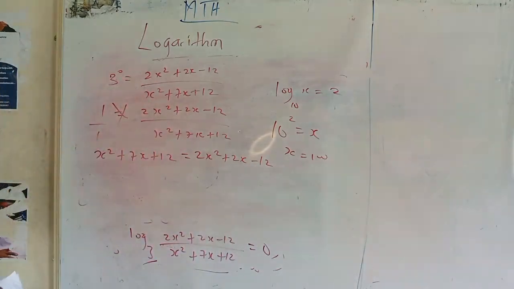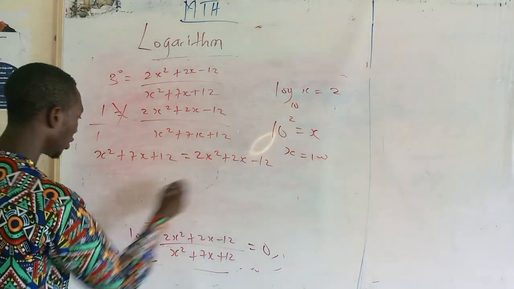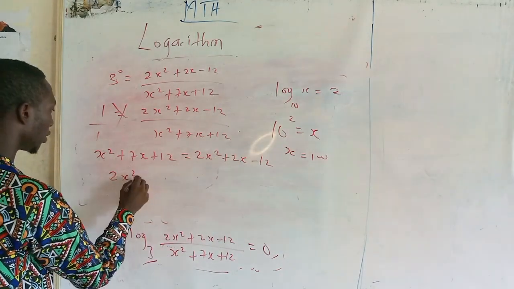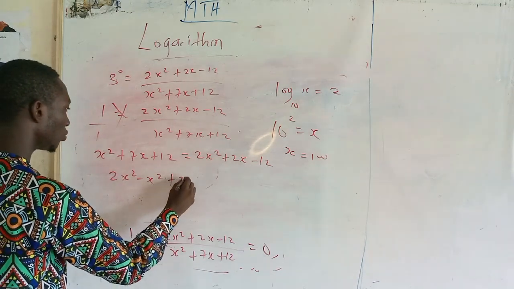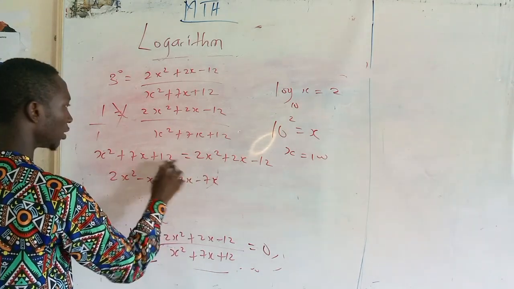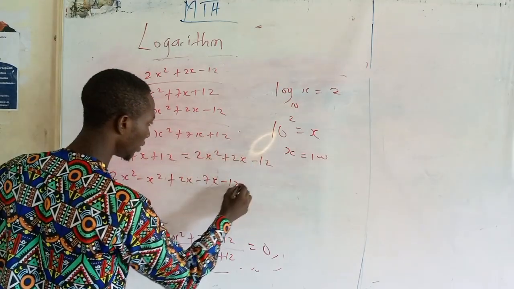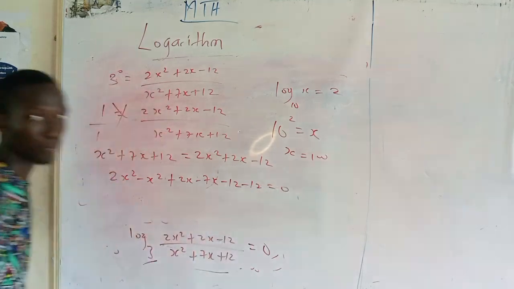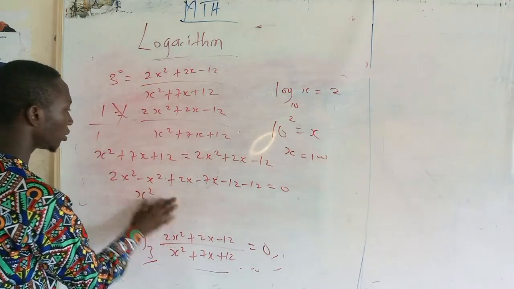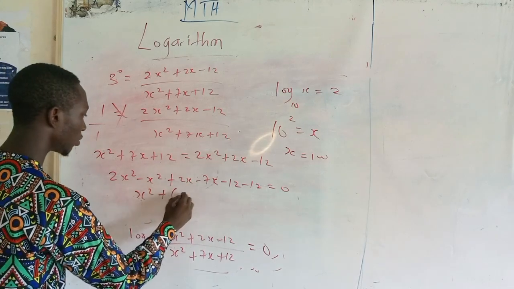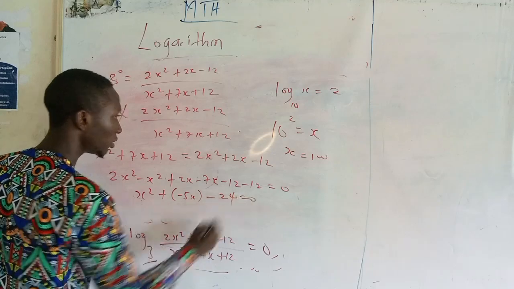Now to avoid the minus, I'll bring everything here to this place, so I'll collect like in that manner. So it becomes 2x squared minus x squared plus 2x minus 7x, minus 12. Then bring plus 12 to this place, minus 12 equals to 0. So now 2x squared minus x squared equals x squared, plus 2x minus 7x is what? Minus 5x. Minus 12 minus 12 is minus 24 equals to 0.